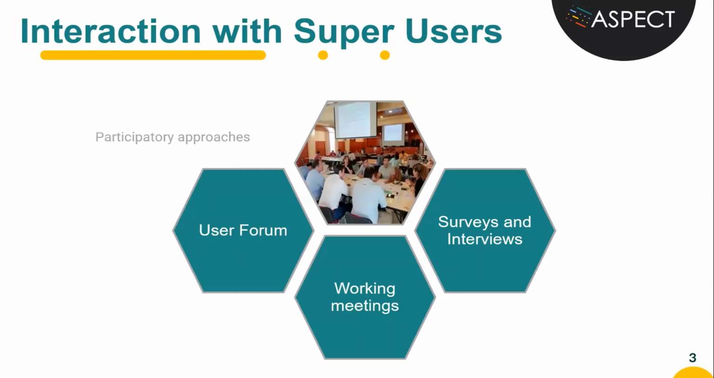So how do we plan to interact with the super user in ASPECT? Basically, we usually use participatory approaches for this type of interaction with users. We are planning to have working meetings with the super user in which we can chat in a friendly atmosphere about your climatic needs and try to understand your context, because I think this is really important: what worries you about climate, and what impacts you most.